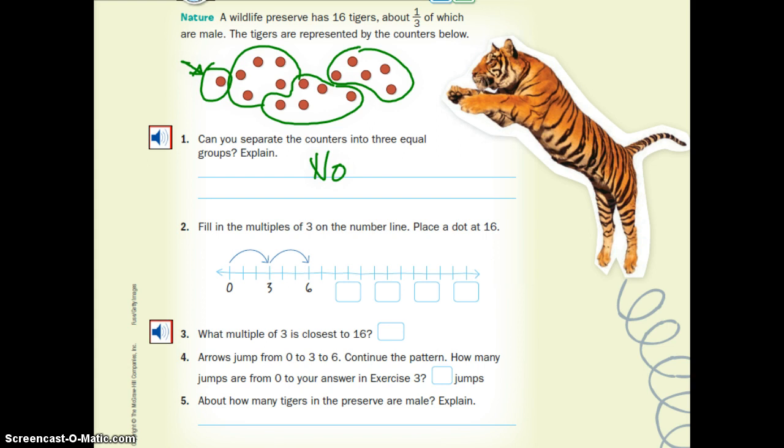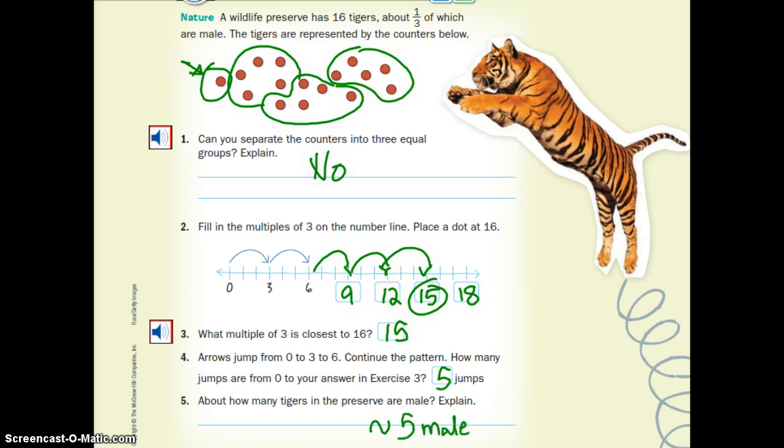Fill in the multiples of 3 on the number line. So 0, 3, 6, 9, 12, 15, 18. Which one is closest to 16? That would be 15, this guy right here. Now, how many jumps does it take to get there? It takes 5 jumps to get there. So we know that there's approximately 5 male tigers in a preserve of 16 tigers, which makes sense because you don't want too many males fighting over females.